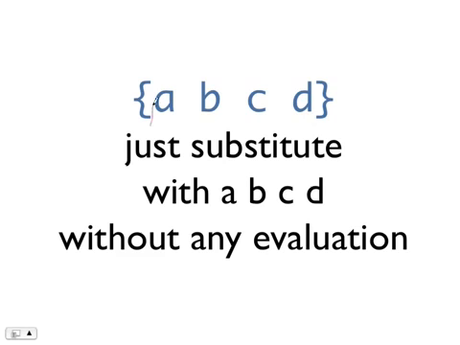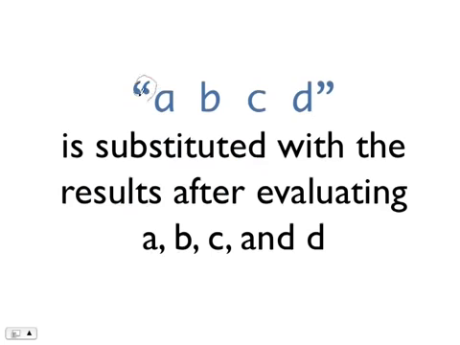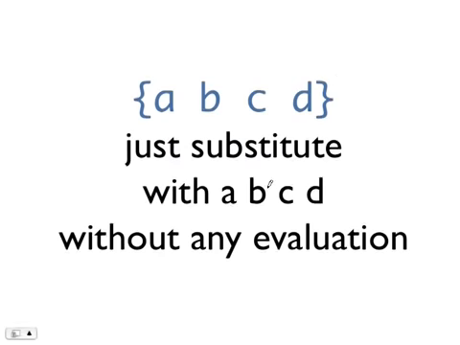If the first character of a word is an open curly bracket, then Tcl will treat everything until the next closing curly bracket as one word. But unlike double quotes, Tcl will not perform any substitution within the curly bracket.